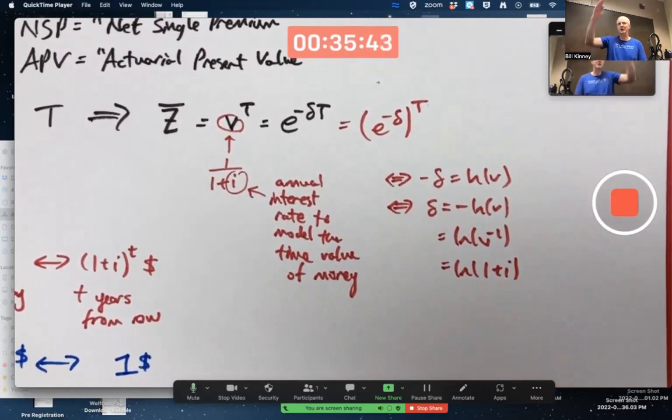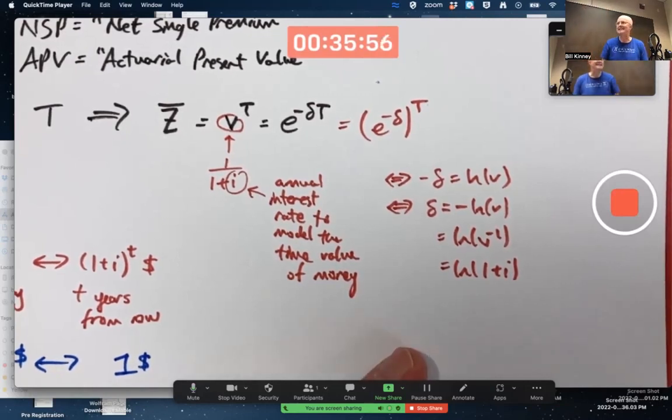If you have exponential growth in the time value of money, if this 1 plus i to the t is an accurate model, i really is the interest rate, annual interest rate, say. Delta is the instantaneous interest rate, you might say, or the continuous interest rate. It represents the instantaneous relative rate of growth. Probably learned about that in calculus a little bit.